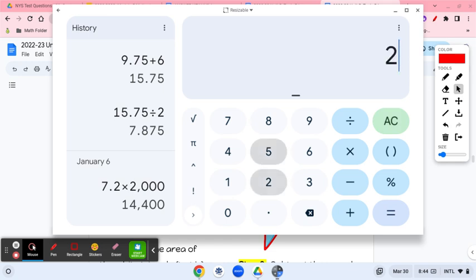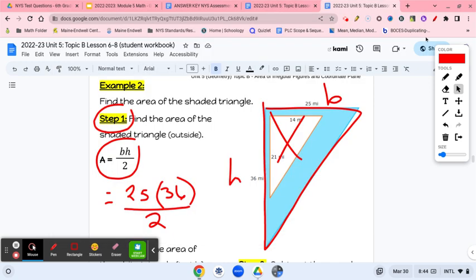So I'm going to do 25 times 36. There's my answer, divided by 2 because it's a triangle. 450. So I have the area of the triangle outside is 450 inches squared. Circle it because you'll have to subtract something in a minute, right?